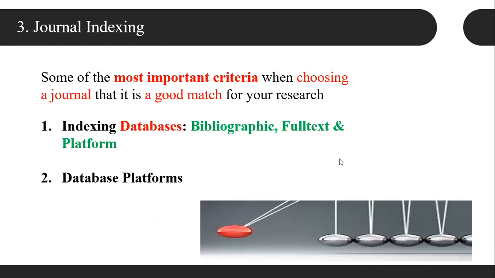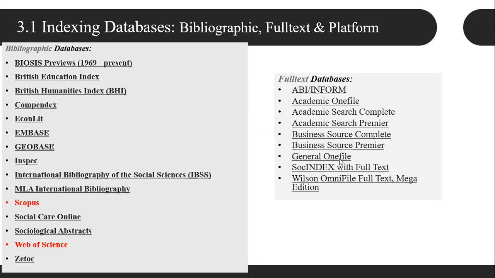Number three, the third factor, is the journal indexing. What is the meaning of this indexing? Some of the most important criteria when we are looking for a journal is a good match, for example, the indexing you are looking for, the bibliographic and full text and the platform. So we are looking at what platform you want and the database for this platform, and I will provide you with different indexing databases.